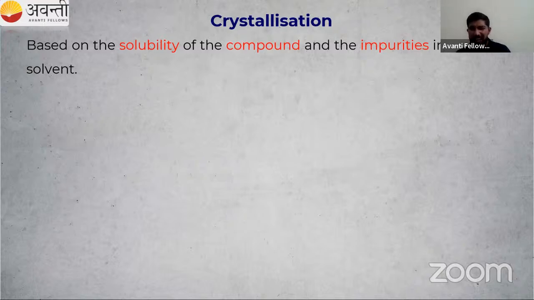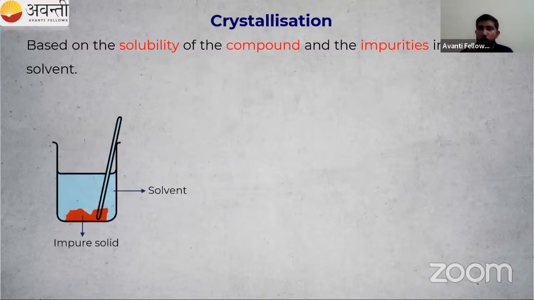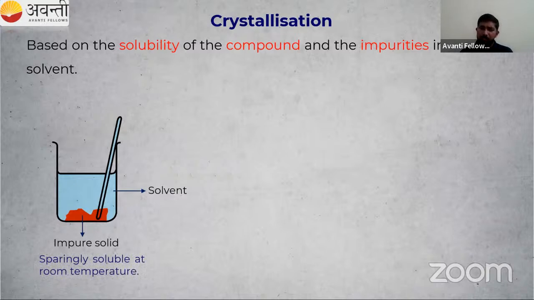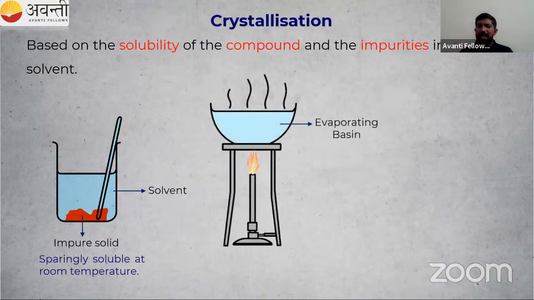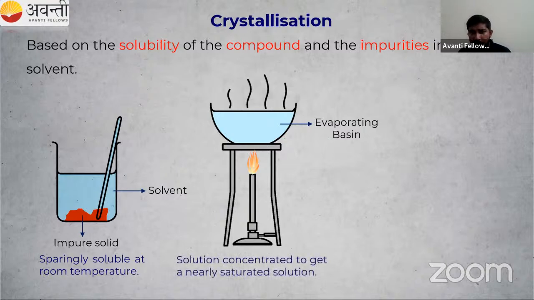So let us check the example. I'm taking a solvent. I have an impure organic compound, so some impurities are present there. It is sparingly soluble at room temperature. Leave that; in the examination they won't ask the process, what is step 1, step 2, etc. Then in the next step, I'm heating that, I'm evaporating that. There is solvent also present. So the solvent will go up, evaporation will take place. Then I will get a concentrated solution.